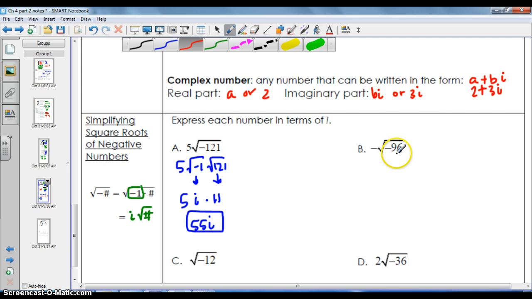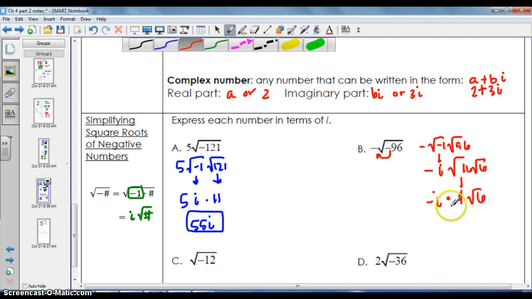So on this next one, the negative again is going to move out front and it's going to become an I. So it's like negative square root -1, square root 96. So this is the part that becomes the I out front with the negative. Then we simplify the 96. So the 96 we can simplify as 16 times 6. Again, try and think of perfect squares that are factors. 16 becomes a 4 out front with the negative I, and we're going to rewrite this. And then the square root of 6 is going to stay under.